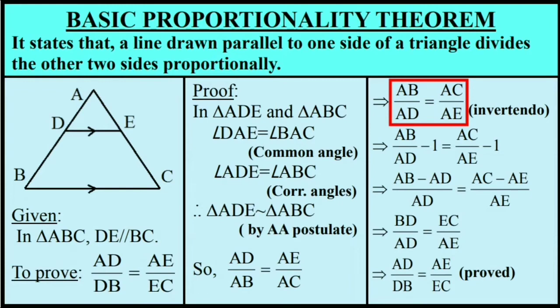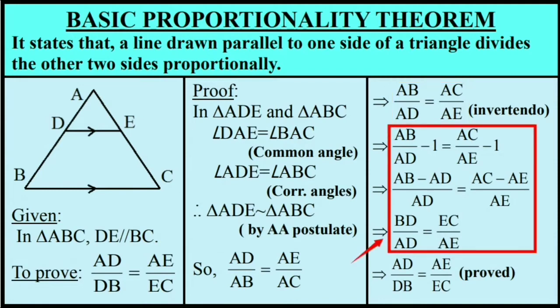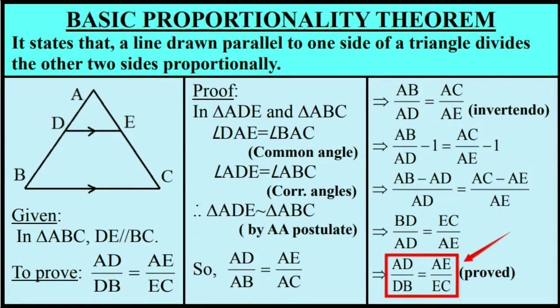Towards simplification of these two sides ratios, these values are inverted. In the next step, 1 is subtracted from both sides and simplified, and finally we get the result BD by AD is equal to EC by AE, and the equation is inverted and we get the result AD by DB equal to AE by EC, hence proved. This one is called the basic proportionality theorem, and this result can directly be used as a theorem in solutions of different questions.